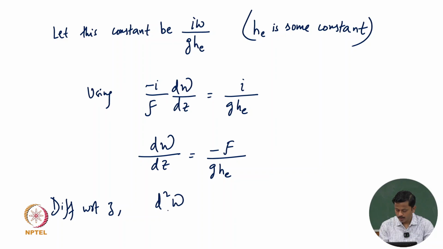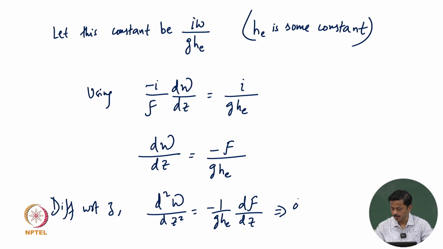So differentiating with respect to z, we have d squared script w by dz squared is equal to minus 1 by g h_e df by dz. Okay, this gives a form of df by dz is equal to minus g h_e d squared script w by dz squared.